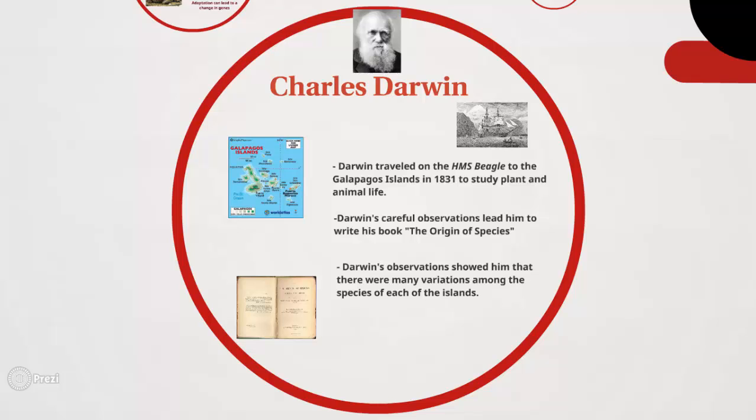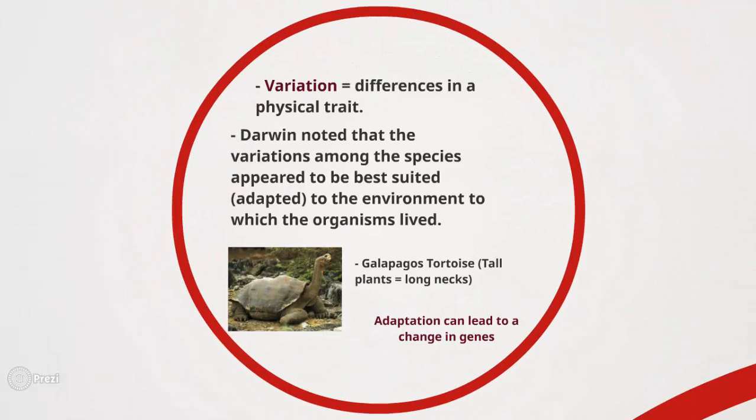Darwin's careful observations led him to write his book, The Origin of Species. It's a very good read. If you don't want to read the whole book, at least look up the summary. Darwin's observations showed him that there are many variations among the species of each of the islands. Variation. You should be writing this down. Differences in a physical trait.